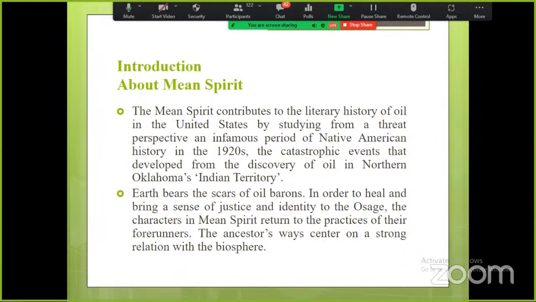Earth bears the scars of oil barons. In order to heal and bring a sense of justice and identity to the Osage, the characters in Mean Spirit return to the practices of their forerunners, centered on a strong relation with the biosphere.